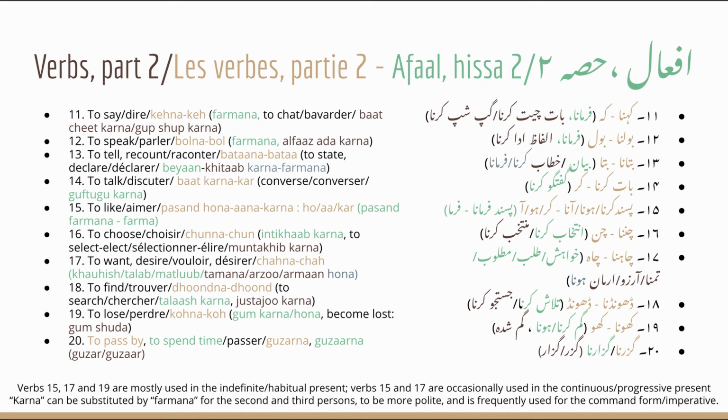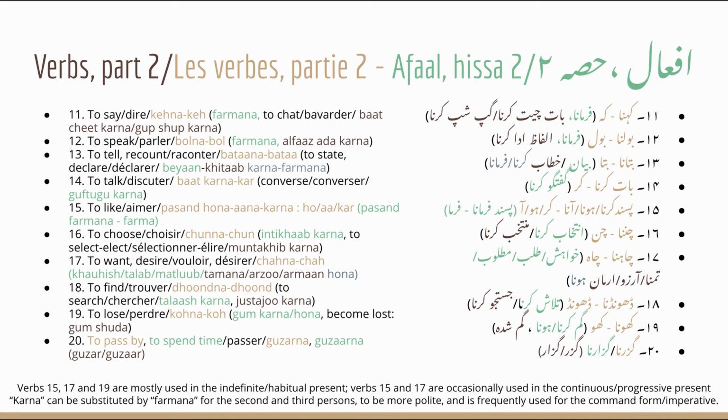To find is dhoondna and dhoond, and to search is talash karna and justaju karna. Talash karna is just generally to search. Justaju karna is also to search, but it is usually used for large searches or pursuit or exploration. So both of them mean search.